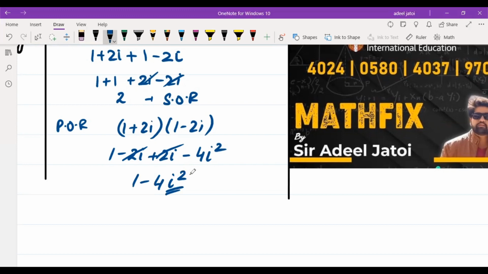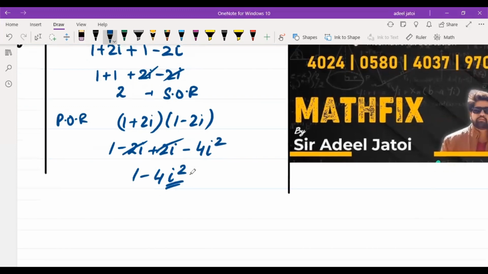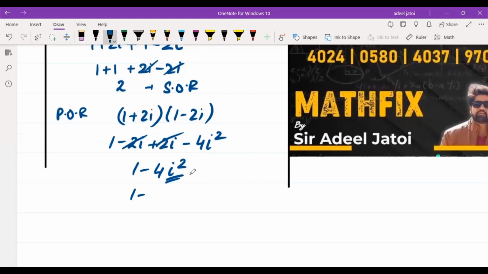Iota square is minus 1. So this should be negative 4 times negative 1. So 1 plus 4. So the answer for this should be 5. So product of roots is 5.